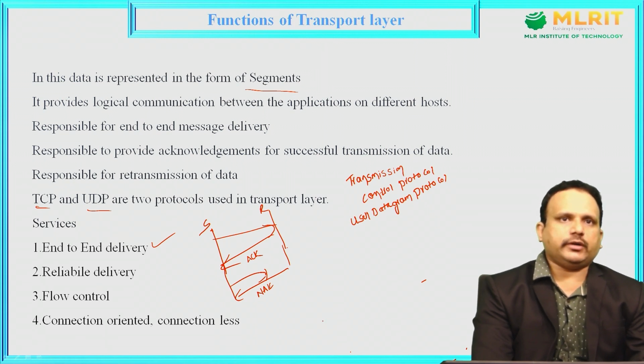And connection oriented and connectionless. Connection oriented service is done with the help of TCP, and connectionless is done with the help of UDP. These are some of the services with respect to the transport layer.